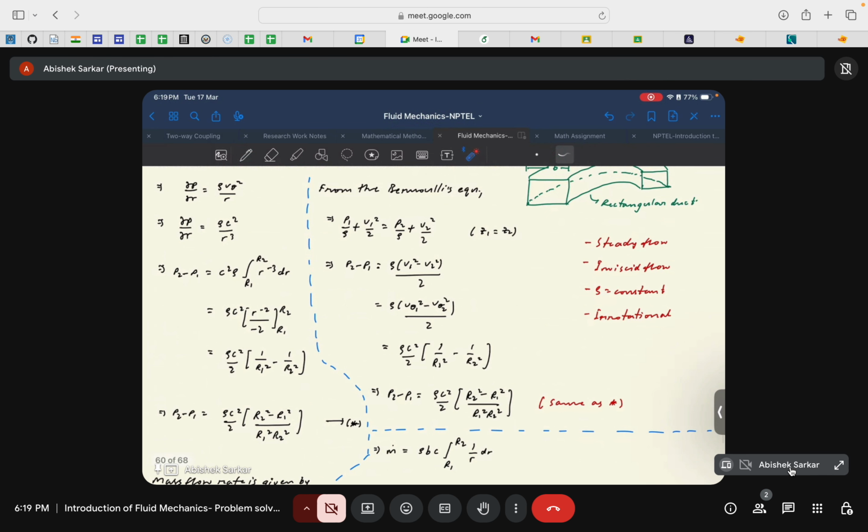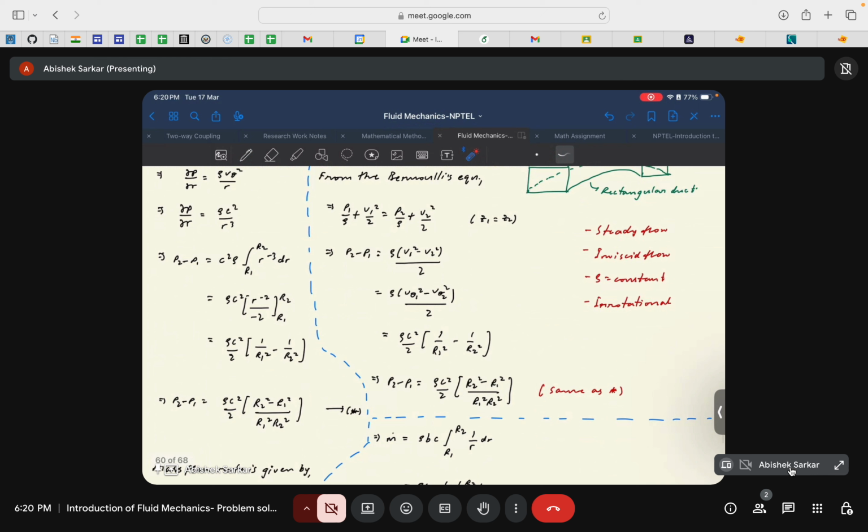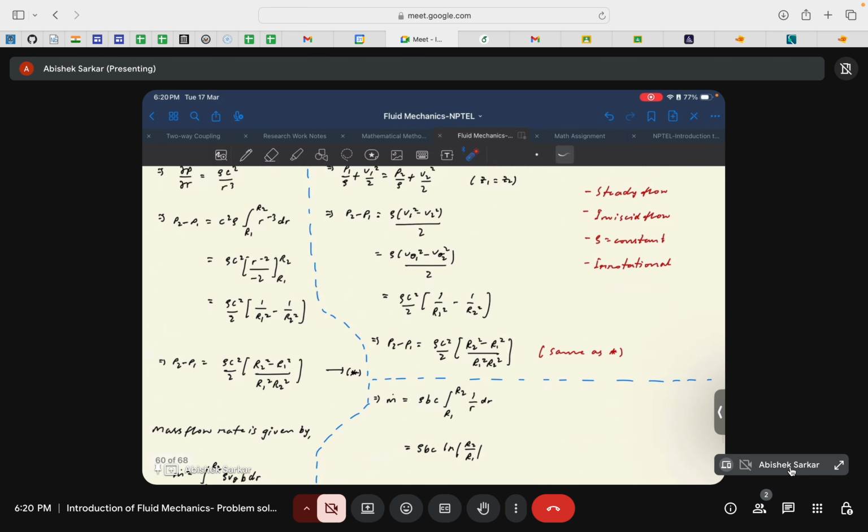Very simple. So you will have p2 minus p1 equal to c² ρ integrated from r1 to r2 of r^(-3) dr. Just carry forward this integration; I have shown you the steps here as well. Once you do that, you will get p2 minus p1 equal to ρc²/2 times (r2² minus r1²) divided by (r1² r2²). So you get this relation for your pressure difference in terms of the given parameters in the question. That's your final answer.